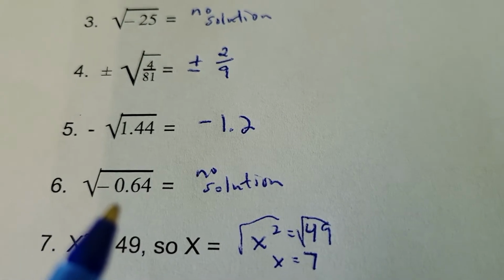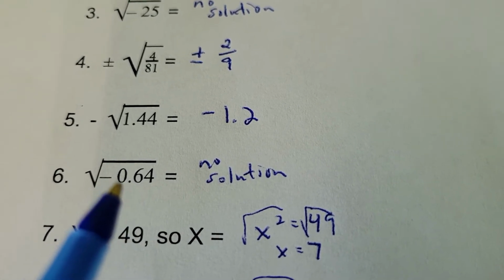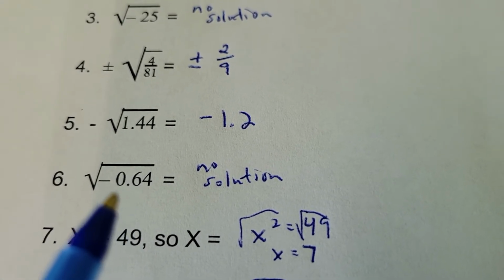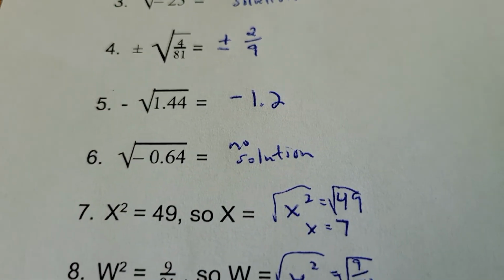Square root of negative 0.64, of course, no solution due to the fact that the negative's on the inside and I can't have a negative number on the inside.